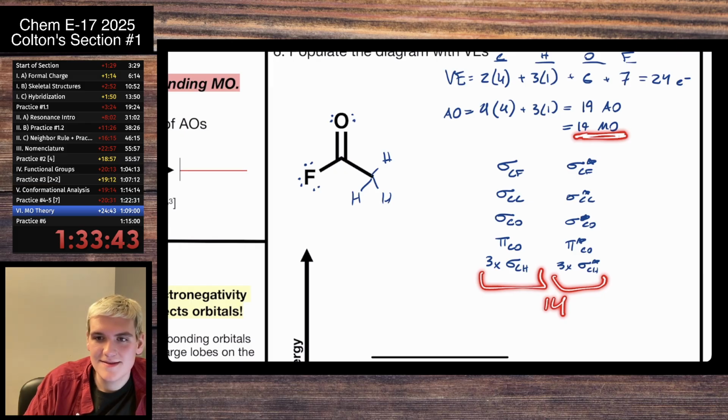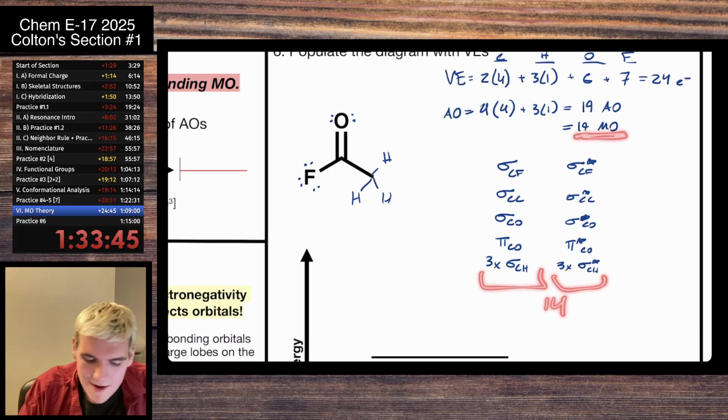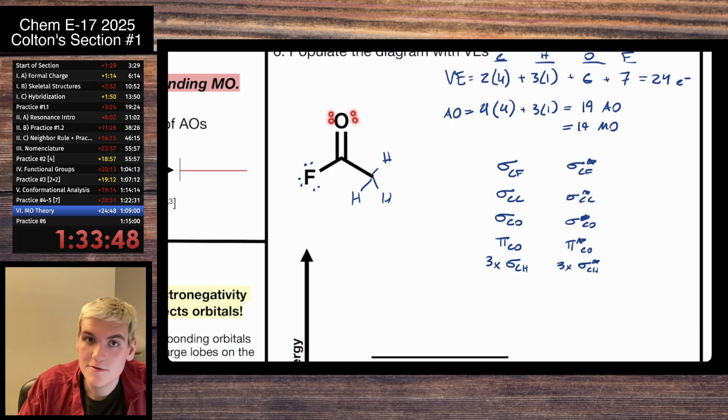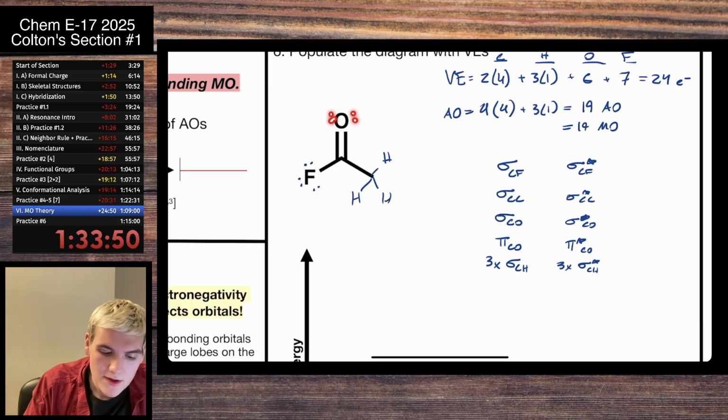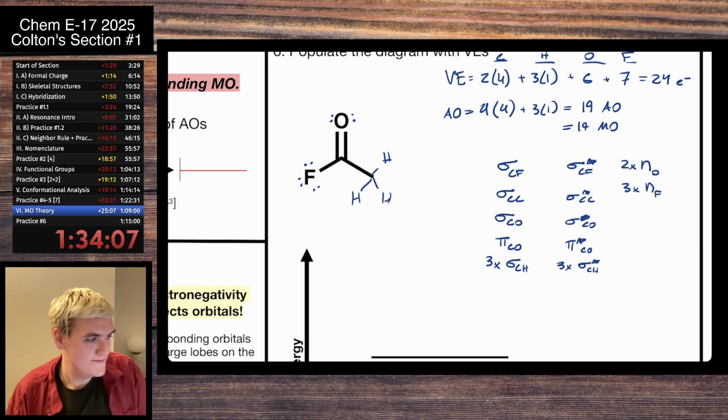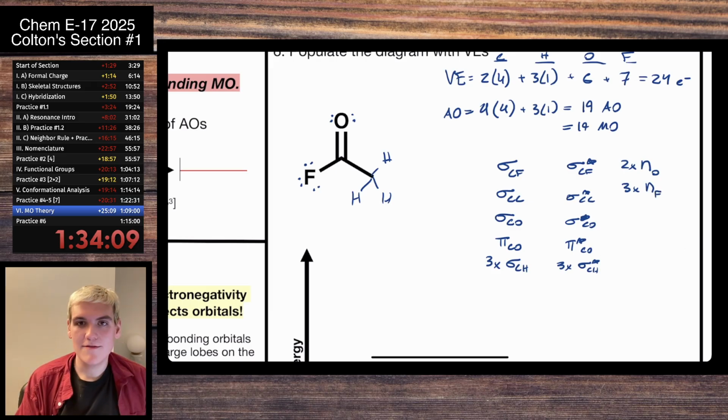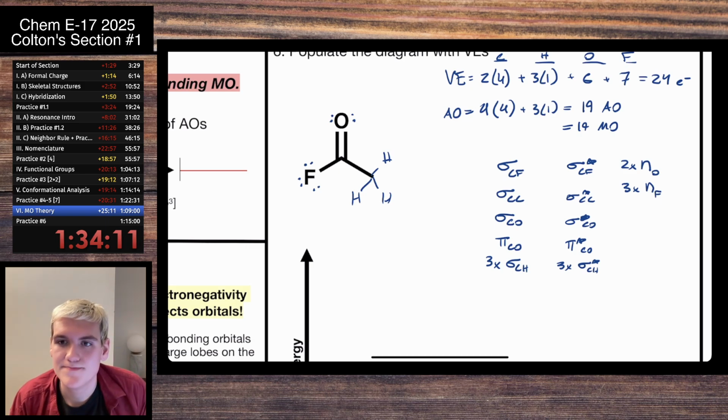Lone pairs. Okay, so over here we have these 2 lone pairs. Those have to be in orbitals. So what we do is we list them as N for non-bonding. So N with a subscript O, that's a lone pair on oxygen. So 2 of those. And we have 3 lone pairs on fluorine. So N subscript F. And now we have all 19 of ours, so we're ready to go.